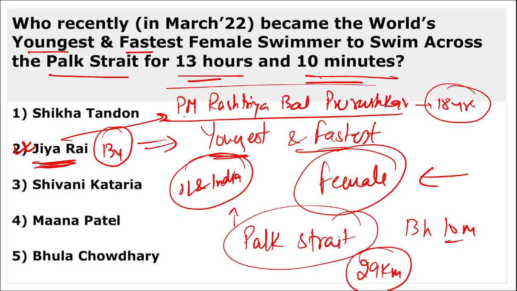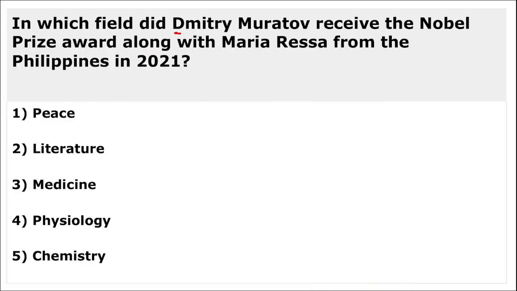Important question. Next, in which field did Dmitry Muratov receive the Nobel Prize Award along with Maria Ressa from the Philippines in the year 2021? Russian Nobel Prize winner Dmitry Muratov has won the Nobel Prize in what category? First of all, tell me. He won it in peace.